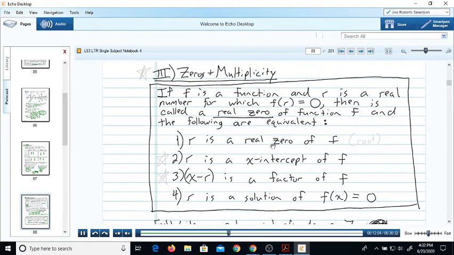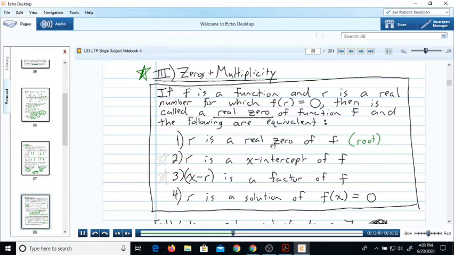Now, the end behavior tells us what's going on at the ends, but to figure out what's going on in the middle, so to speak, that's where we really want to focus on zeros, or the roots of a polynomial. So if f is a function and r is a real number for which f at r equals 0, then that r value is called a real zero of f. Another word we use is a real root, or root of f. It's an x-intercept, right? So all real zeros are also x-intercepts.